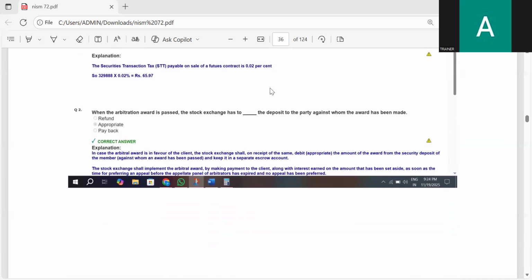When the arbitration award is passed, the stock exchange has to dash the deposit to the party against whom the award has been made. Refund, appropriate, payback. The correct answer is appropriate. When the arbitration award is passed, the stock exchange has to appropriate the deposit to the party against whom the award has been made.